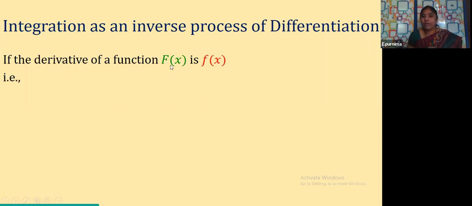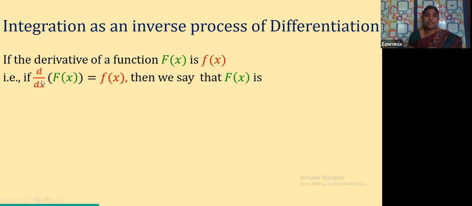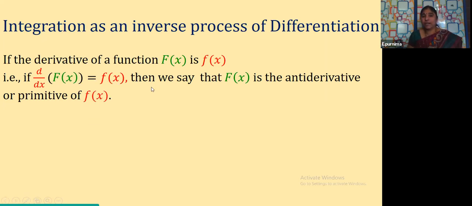Here, two different f's I have used, children, just to make a note of it. If the derivative of a function F of x is f of x, that is, if d by dx of F of x means if I differentiate this F of x, then what do I get? f of x I get. Then we say that F of x is the antiderivative or primitive of f of x. See, if this d by dx of F of x is f of x, then what is this F of x called? A primitive of f of x.